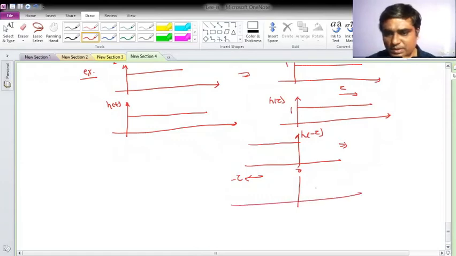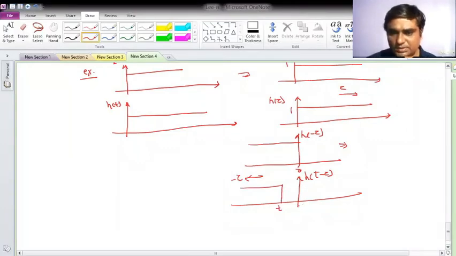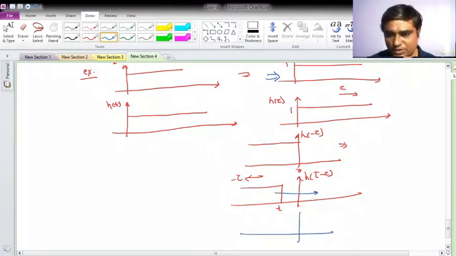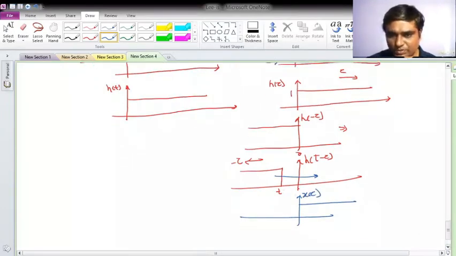So how will it be? This will be h of t minus tau, something like this. This will be, say, any t. Okay, and now I would like to find out what the overlapping area is between this and this. So if I shift this signal towards the right here, let me draw x of tau like this. Now if I shift this towards the right, what will happen?